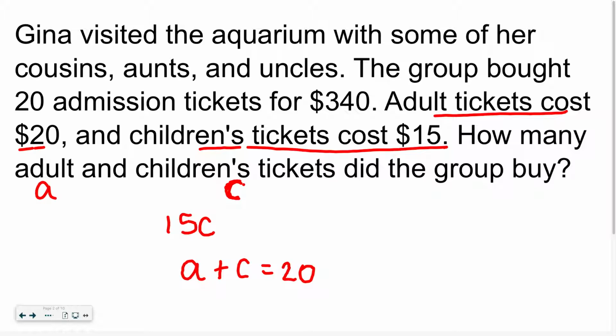Deals with what? The total cost. So how can we represent the total cost? They spent how much money total? They spent $340. And what did they buy? Children tickets. They bought kids tickets or children's tickets, and they bought adult tickets. So let's represent the price. How do we do that?